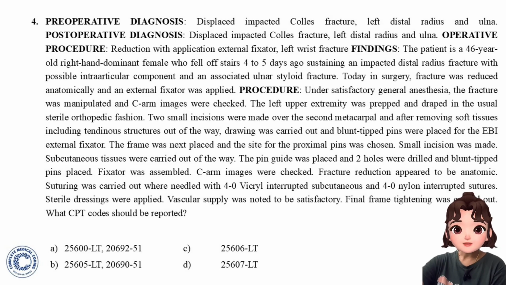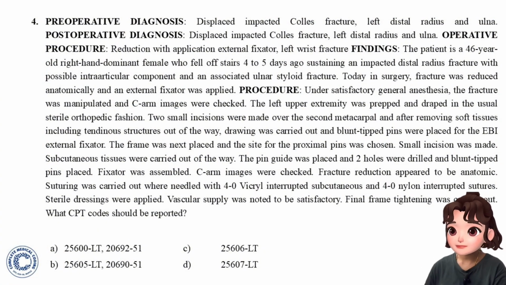Now, how the procedure is carried out. In the procedure, it will be all story, but you might get some important points to mark out. So let's read it carefully. The procedure: under satisfactory general anesthesia, the fracture was manipulated and C-arm images were checked. The left upper extremity was prepped and draped in the usual sterile orthopedic fashion. 2 small incisions were made over the second metacarpal, and after moving soft tissues including tendinous structures out of the way, drilling was carried out and blunt-tipped pins were placed for the EBI external fixator.